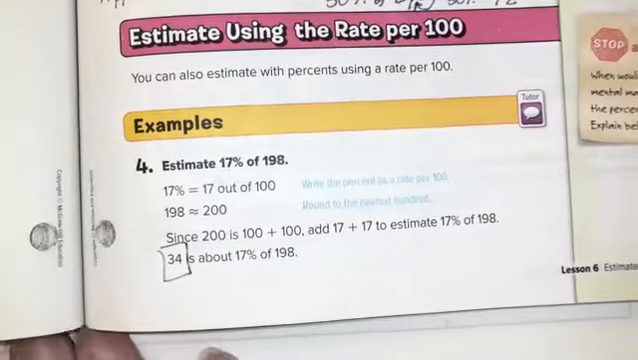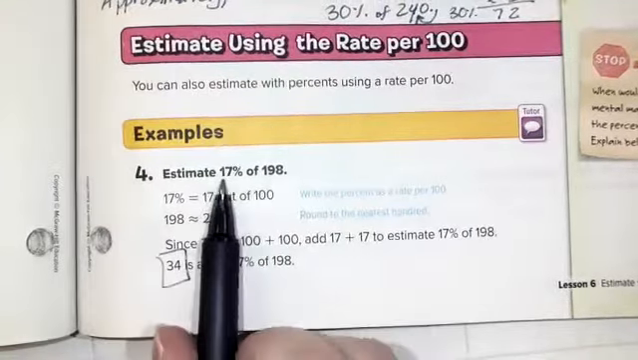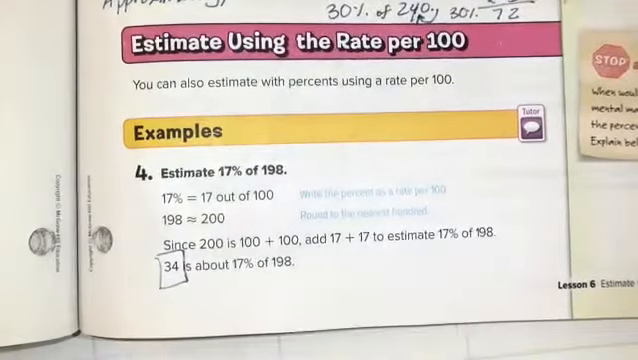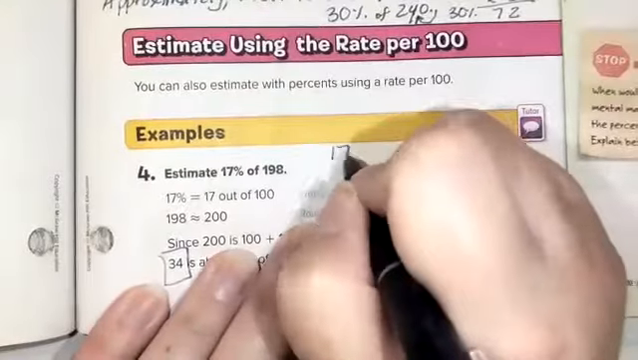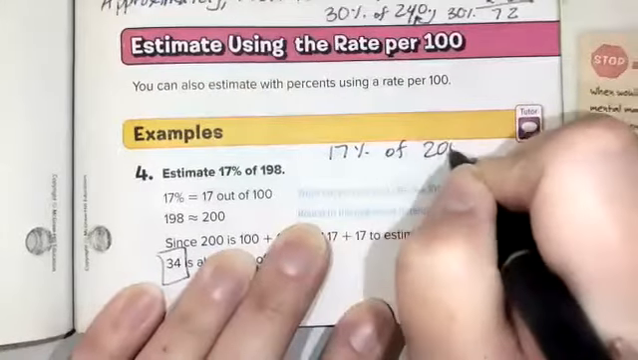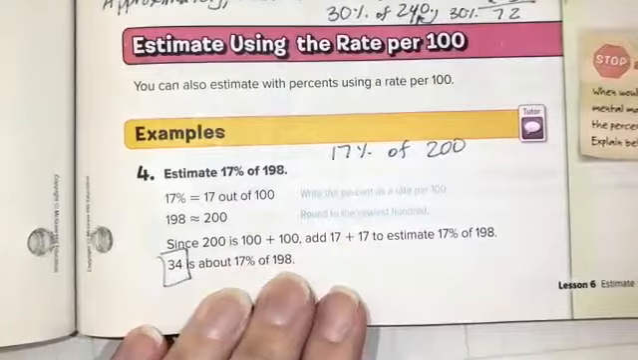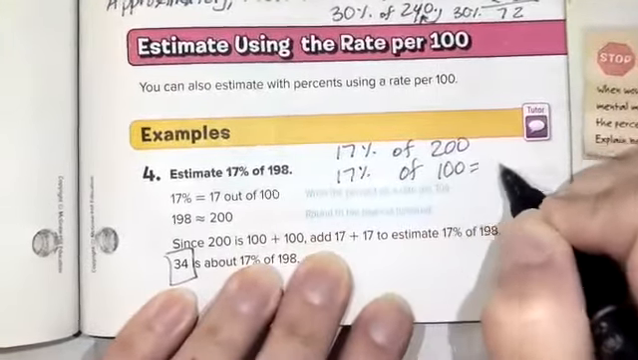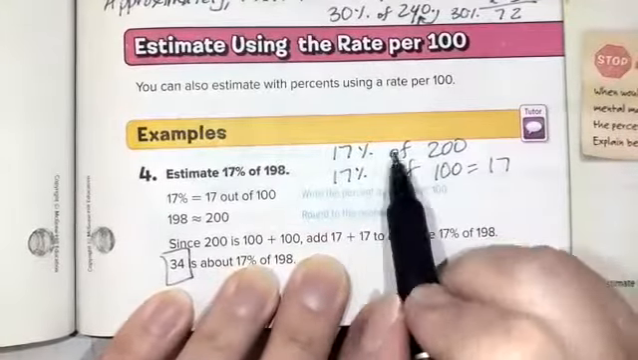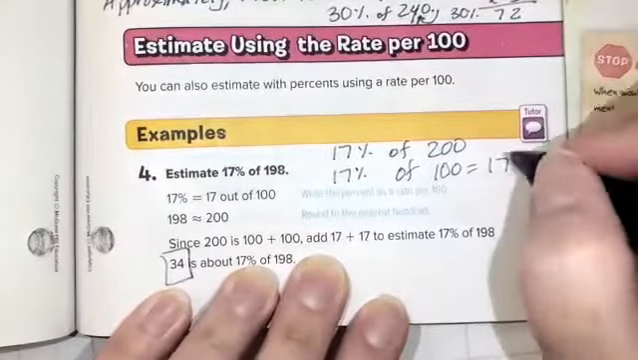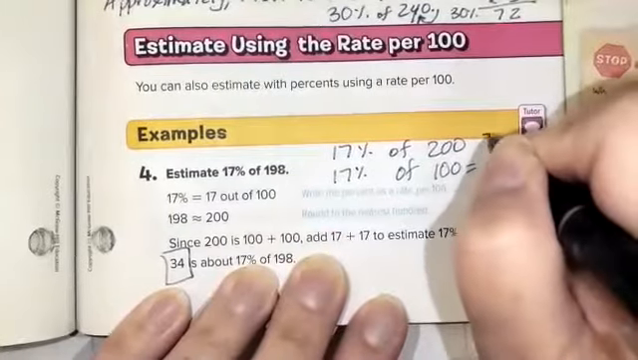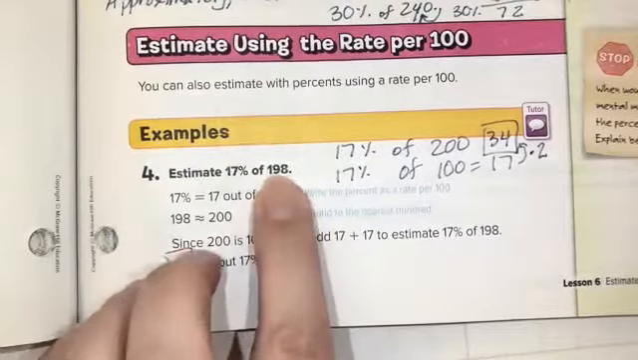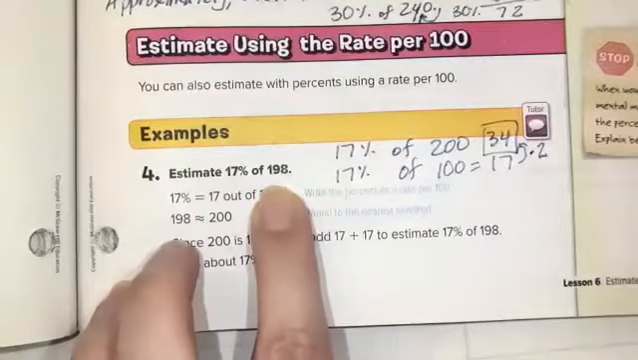I'm going to say that again. So if they ask me to find 17% of 198, 198 is very close to 200. So I can easily find 17% of 100 and then double it. 17% of 100 would be what? 17. So 17% of 200 would be twice as much. So I'm going to do times 2 to get 34. So that works whenever the number you're trying to find the portion of is really close to an even 100.